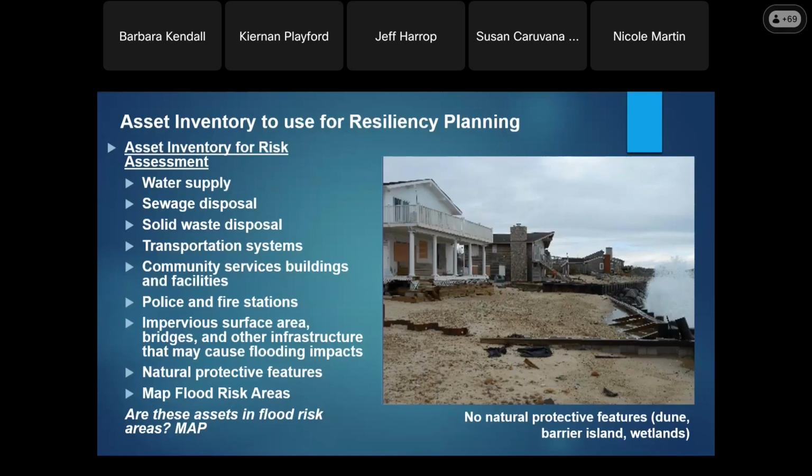So the inventory would include things like water supply, sewage disposal, and include the location, condition, and capacity of those facilities, roads and railroads, and community services facilities such as senior centers, municipal halls and offices, library, hospitals, and healthcare facilities, police and fire stations. And then, very importantly, structures that can cause flooding, such as impervious surfaces, bridges, and culverts, and include a map of these assets to show which ones may be in flood-prone areas.